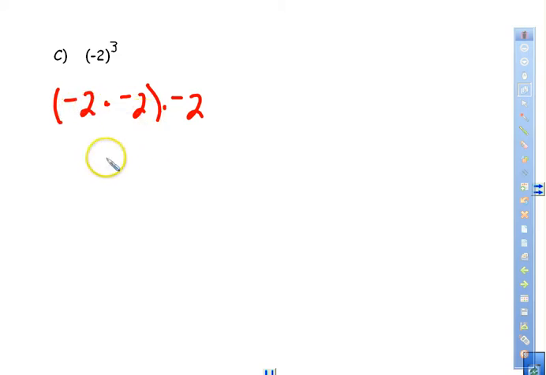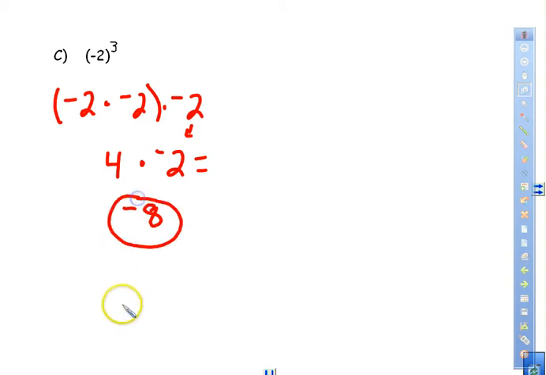So that 2 times 2 is going to be a 4, and that's times a negative 2, which is this 2 that I brought down. And now it is 4 times 2, which equals 8, and they're unlike signs, therefore negative. Okay, so negative 8 is my answer.